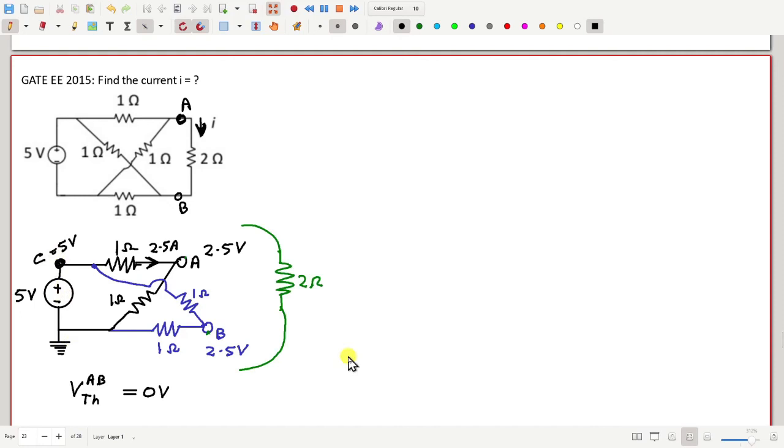Okay, so is it fine? So how much will be the current I when you connect this? It will be 0. We don't need to calculate the Thevenin resistance since the voltage is 0. No matter how much the resistance is, this current will be definitely 0.